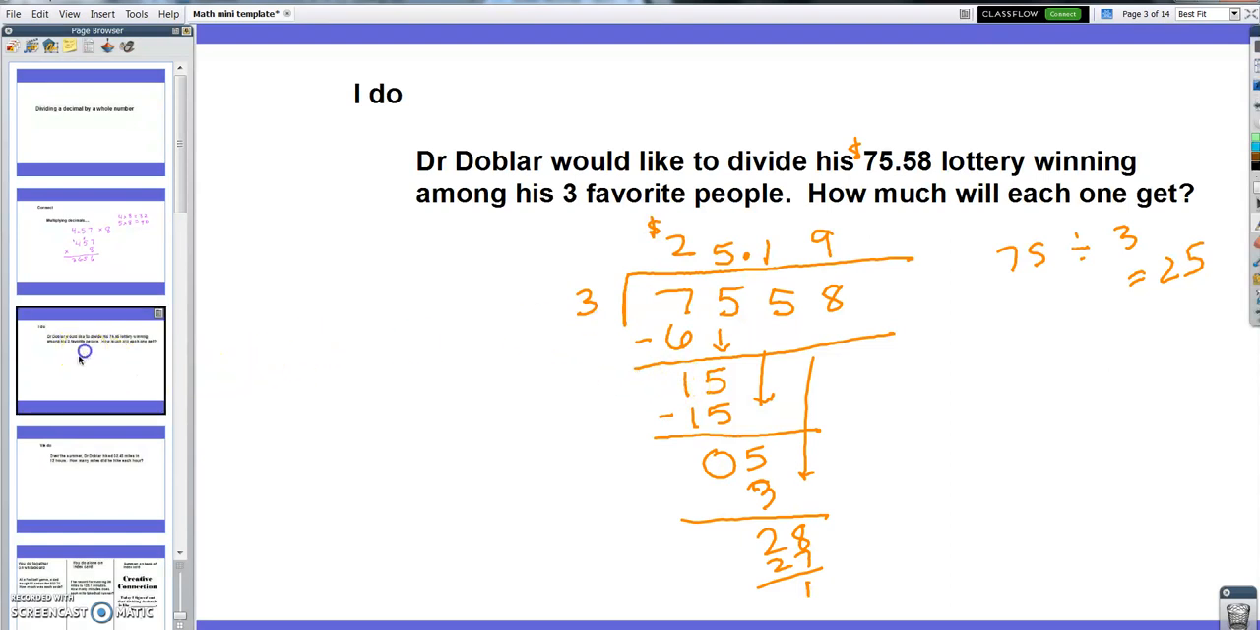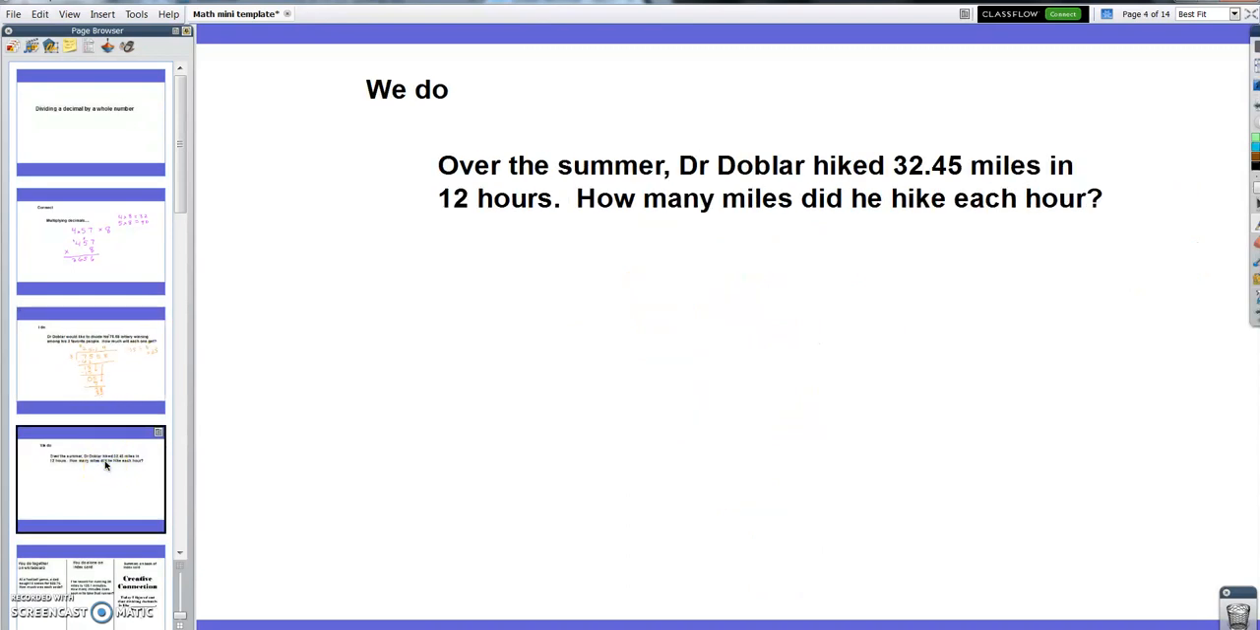Let's do one together. All right. So over the summer, Dr. Dobler hiked 32 45/100 miles in about 12 hours. How many miles did he hike each hour? So I'm going to take my 32 and 45 hundredths miles, and I'm going to divide them by 12. And I'm going to ignore my decimal for the time being, and I'm going to get awfully close by doing that, and then just figure out where my decimal goes.